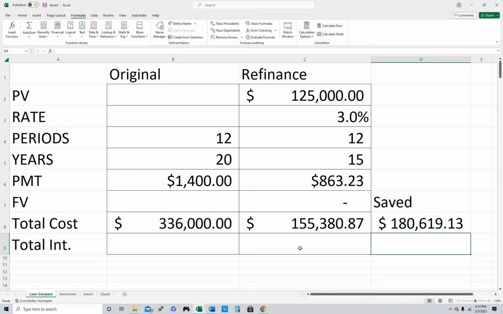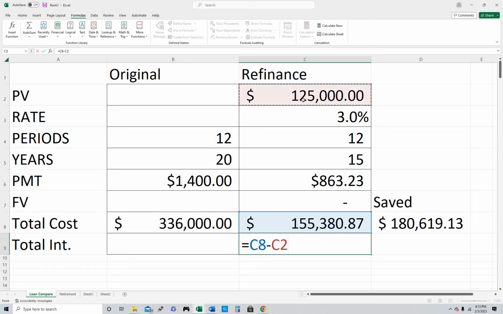The last question that we have to answer is, what is the total interest of this new loan going to be? Well, that can be kind of difficult, but it's actually quite simple. All they want to know is how much more money are you going to pay for this loan? So you're going to say that this total interest is going to equal the total cost, and you're going to subtract the initial amount.